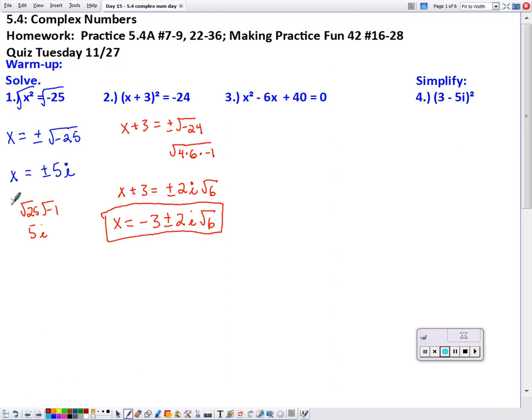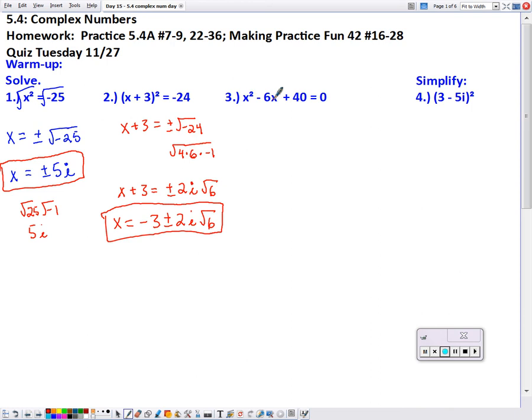For number 3, I'm wondering if I could factor. I see a 40 and I see a 6, and my first thought is 4 and 10. But the problem is that to multiply to a positive 40, we're going to have either 2 positive numbers or 2 negative numbers. And to get a negative 6, we would have to have one of each, so that's not going to work. So since factoring doesn't work, I'm going to try to complete the square.